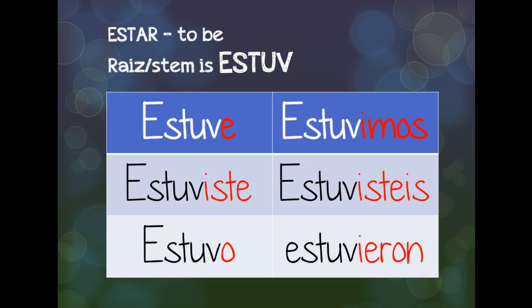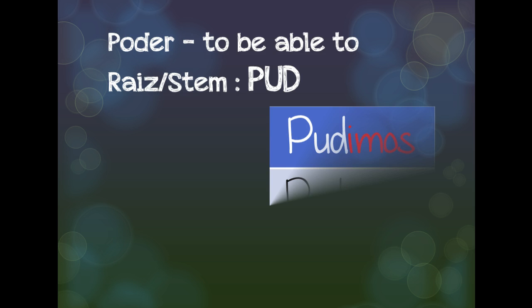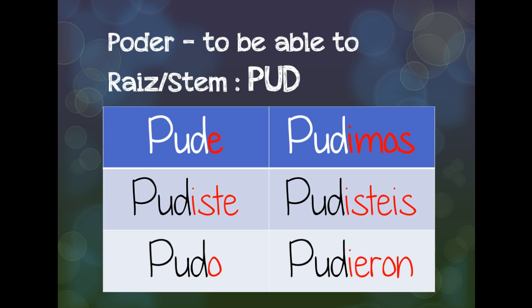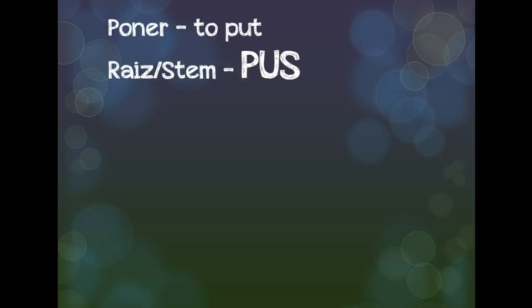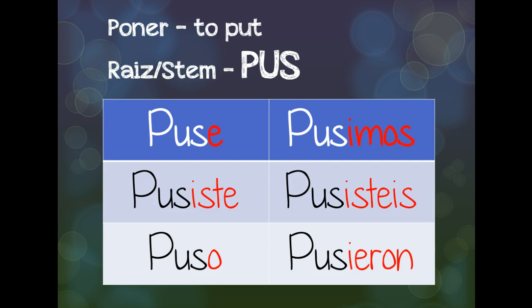Then we have two P's that end our STEPP. The first P stands for poder, which means to be able to. Its stem is pud. We take that stem, combine it with our irregular endings, and we end up with the following. Pude, pudiste, pudo, pudimos, pudistes, and pudieron. And then our final P stands for the verb poner, which means to put, and the irregular preterite stem of this would be pus. We take that and combine it with our irregular endings, and we end up with this. Puse, pusiste, puso, pusimos, pusistes, and pusieron.